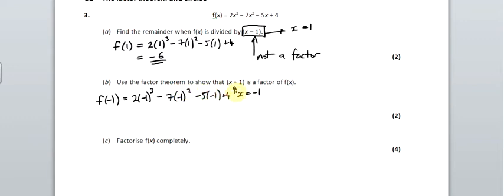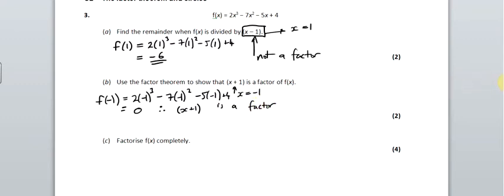plus 4. And of course you've got to be very careful with your signs here, and if you are going to use a calculator, just make sure all the negative numbers, when you substitute them in, you put them in brackets, and that comes out to 0. Therefore x plus 1 is a factor.